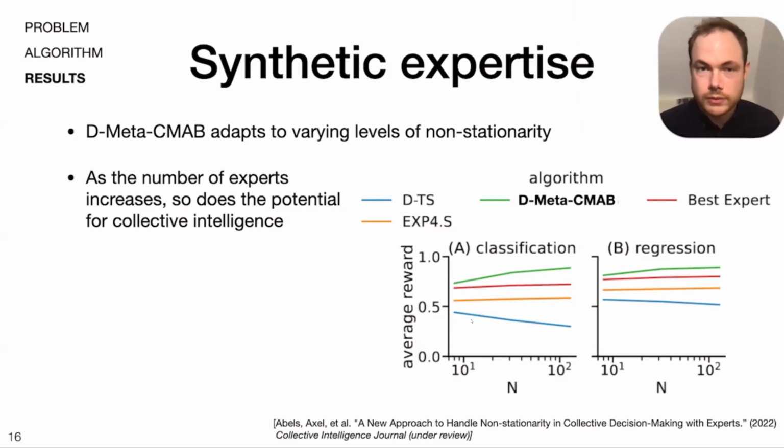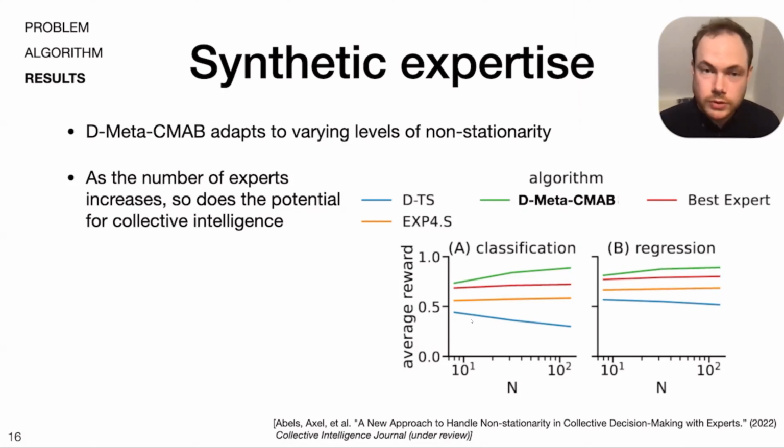We also observe an effect which might be familiar, which is that as we increase the number of experts, we further improve upon the best expert, but with diminishing returns. So this is similar to Condorcet's jury theorem, which you might be familiar with.